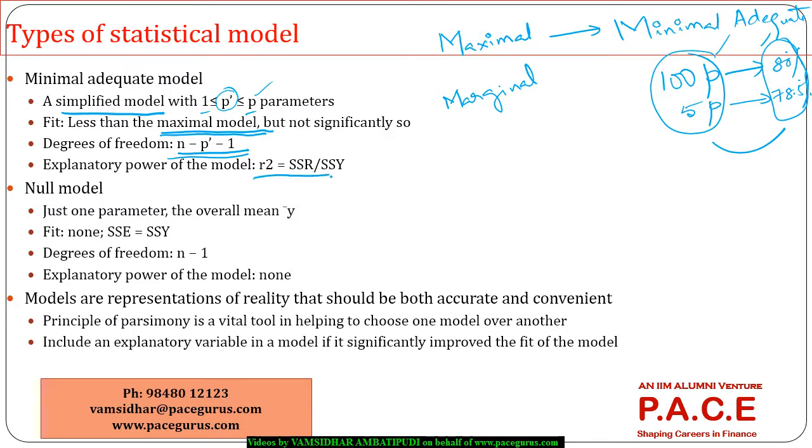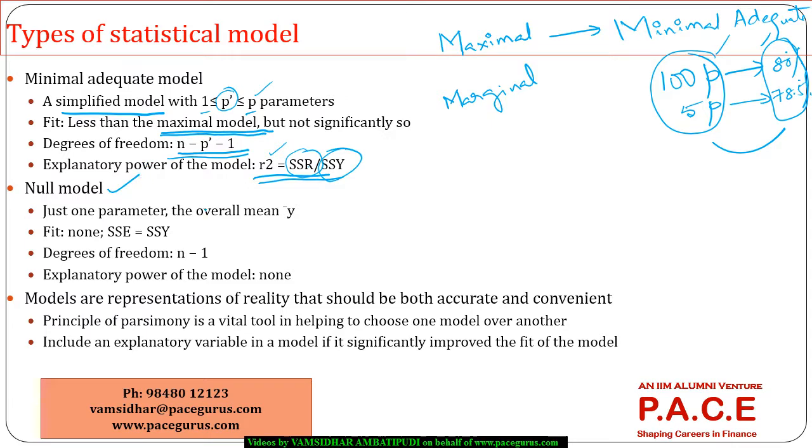The explanatory power in this case, again we are using R squared as a term, which is the regression sum of squares divided by the total sum of squares. In the regression chapter we would be dealing with these terms in more detail, but this is the way we are assessing a minimal adequate model.